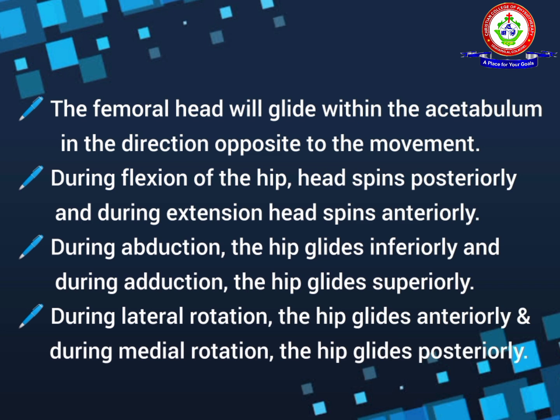During flexion of the hip, the head spins posteriorly, and during extension, the head spins anteriorly. During abduction, the hip glides inferiorly, and during adduction, the hip glides superiorly. During lateral rotation, the hip glides anteriorly, and in medial rotation, the hip glides posteriorly.